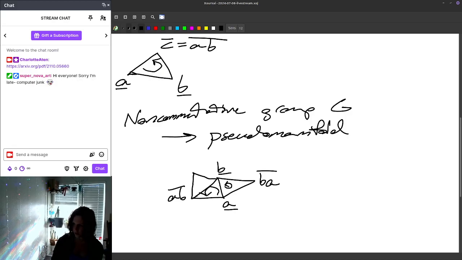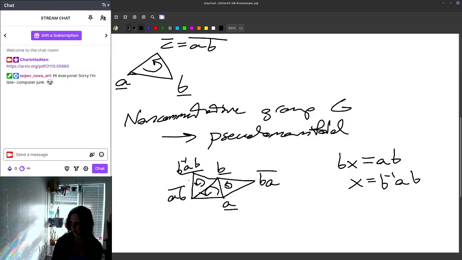Well, actually, we can figure out what that is because if I want B times something to equal AB, that means we just have to conjugate A by B, and that's the thing. So this would be B inverse AB, and we could similarly make other triangles like this. The picture gets harder to draw, but we'd get some kind of sequence of triangles.